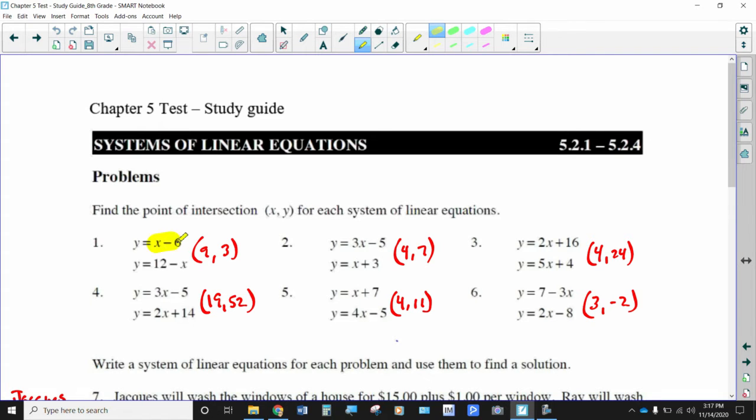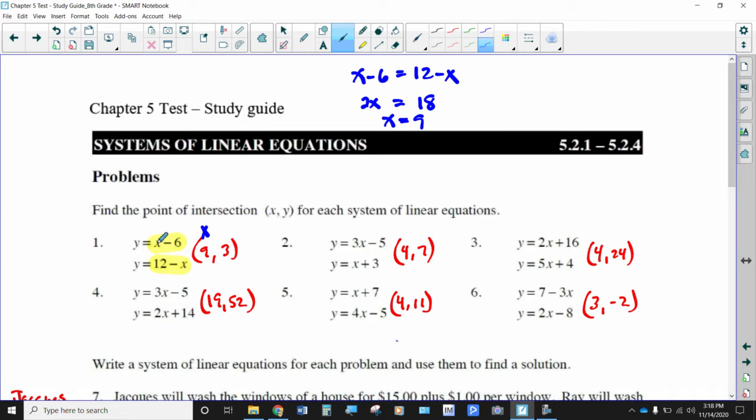If y is equal to this and y is equal to that, then this has to be equal to that. So let's just go ahead and solve a problem where we say x minus 6 has to be equal to 12 minus x. If I add an x to each side, then this becomes 2x's, right? This guy moves over there to join this one. And then I would add 6 to each side, and that becomes an 18. So if 2x is equal to 18, then 1x has to be equal to 9, and that's what we've got right here.